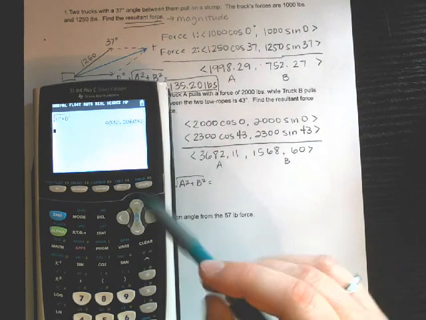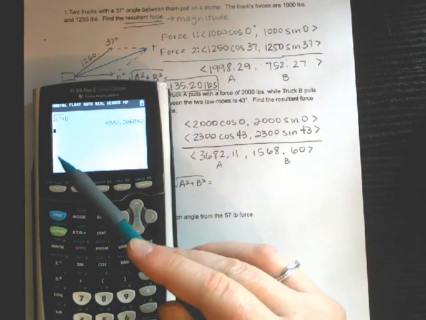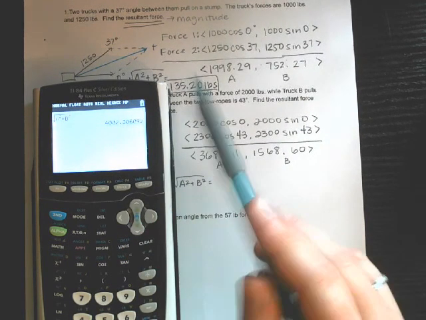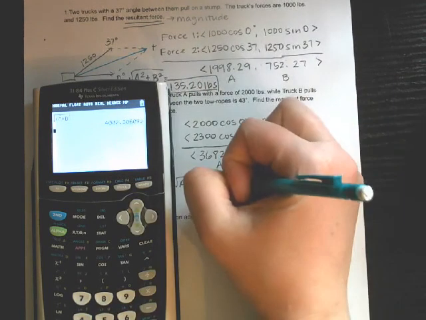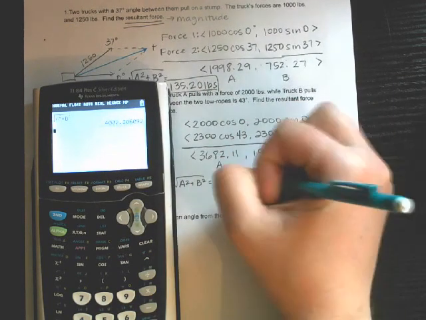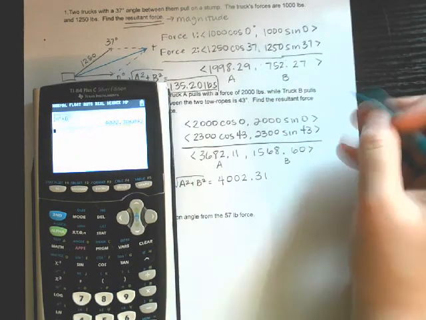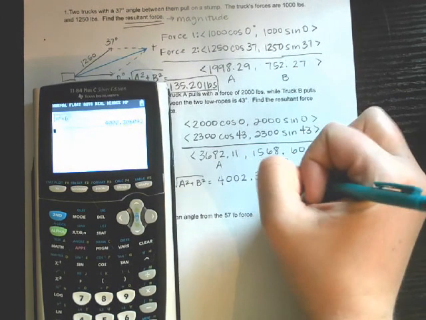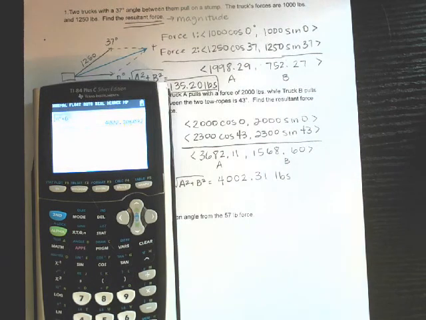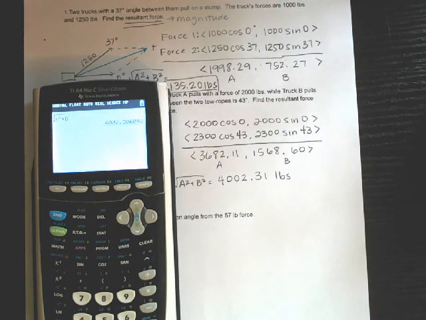Trying to get it so it can focus on the screen here a little bit better for you. So I have A and B already in there. And so then magnitude, squaring the horizontal, squaring the vertical, adding together, take the square root, is going to give me an answer of 4,002.31, and these are in pounds.